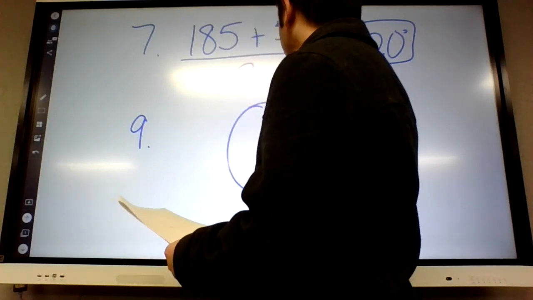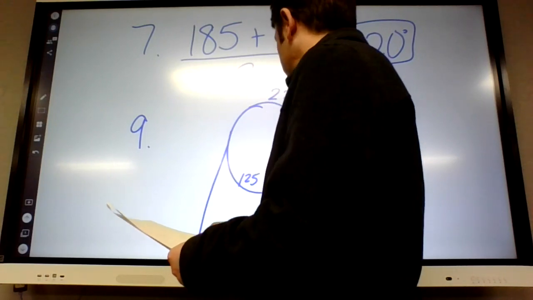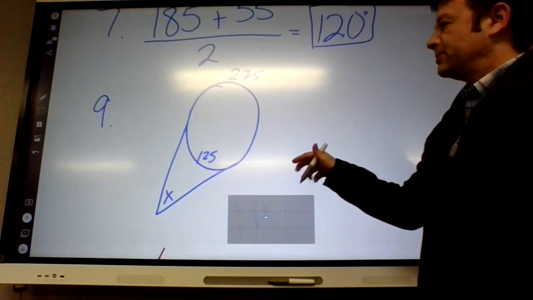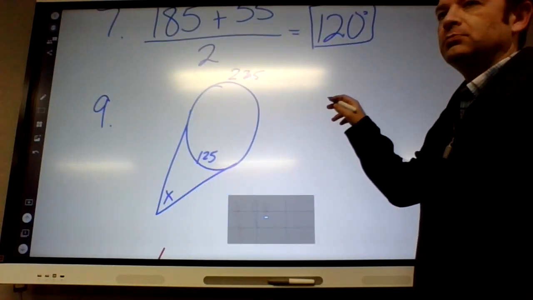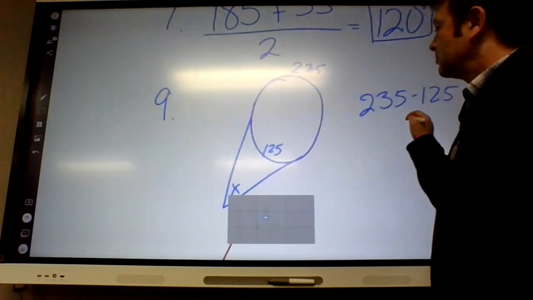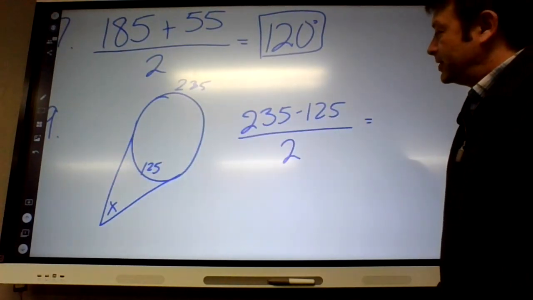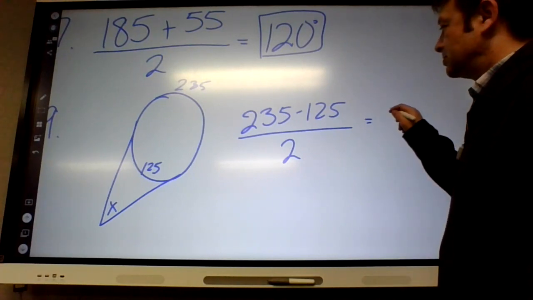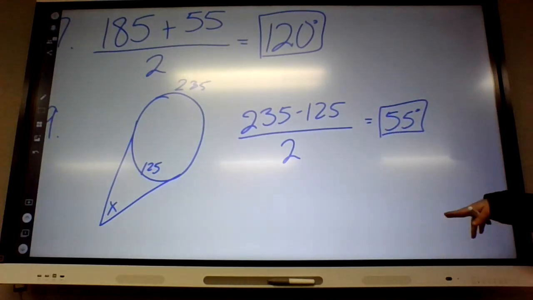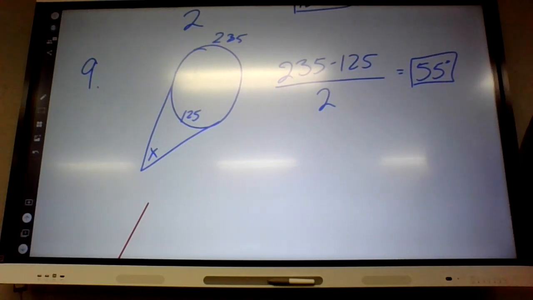Okay, so we got ugly. And we're looking for x there, so how do I write that? 235 minus 125 divided by 2. Alright, I believe that is 110 divided by 2. The arcs add up to 360 because there's only 2 arcs in the circle.